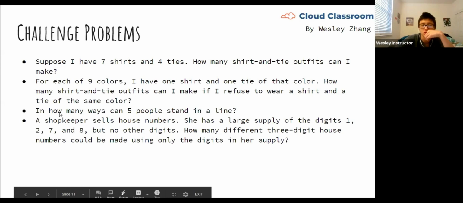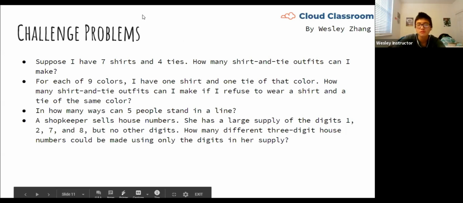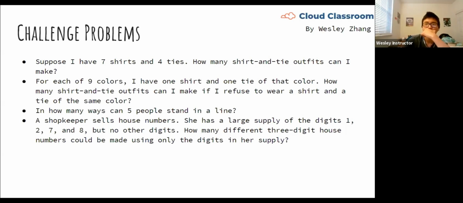Yeah, for the last one, when it says she has a large supply, that basically means she has an unlimited supply. So the numbers don't run out when I fill in the slot. So say I choose the number one for the first digit, I can reuse that number one for the next three. And that's different from the second to last one, or number three.